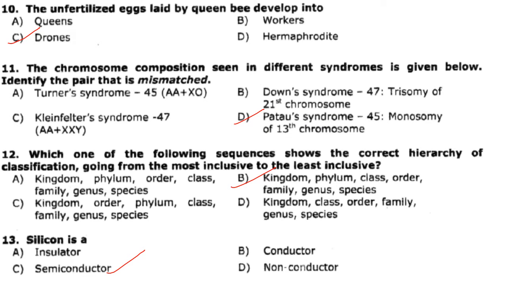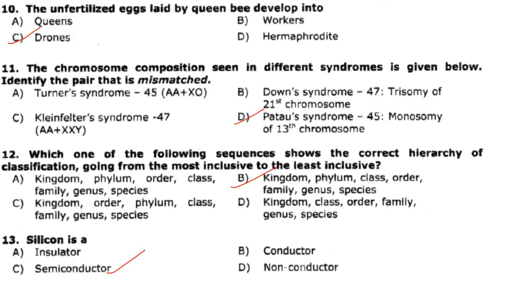Then next one. The unfertilized eggs laid by queen bee develop into. The unfertilized eggs, they develop into drones. Answer is option C. The chromosome composition seen in different syndromes is given below. Identify the pair that is mismatched. So the mismatched is for Patau syndrome 45, monosomy of 13th chromosome. So that is the mismatch here, whereas all the others are correct.